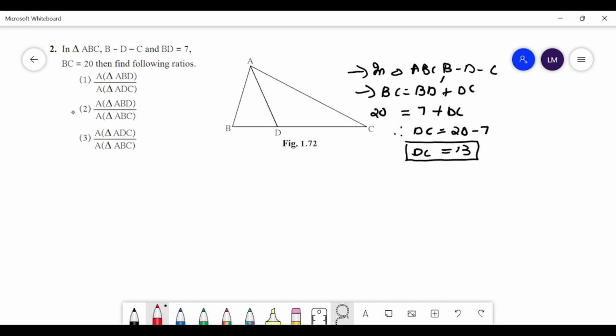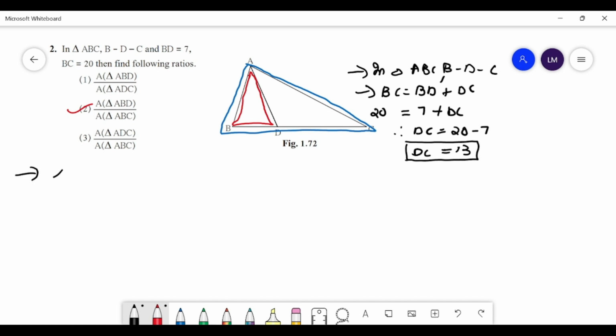Now the second question, that is the ratio of the areas of triangle ABD and triangle ABC. We'll check in the figure which are the triangles. Now area of triangle ABD, this triangle, and ABC, that means the full bigger triangle ABC. Okay, now we'll move on with this solution.